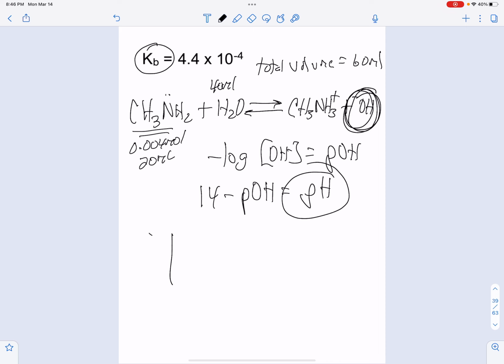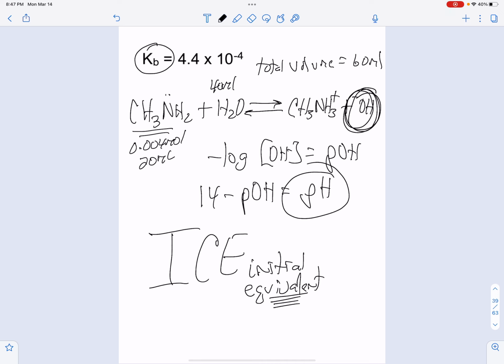So once more, you're going to need an ICE table for the initial, and you're going to need an ICE table for the equivalence point. And you need to keep track of the concentrations, the total volumes, and so on. For the initial, your concentration was 0.200 molar, so that's what goes on the ICE table. That's how you begin with that.